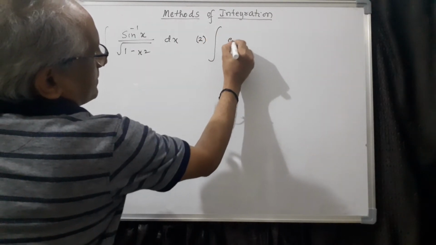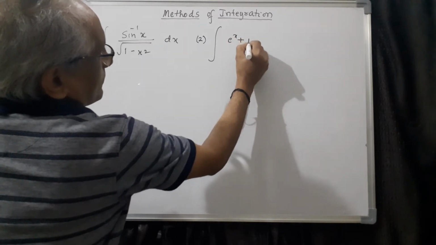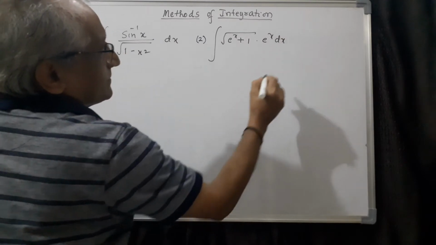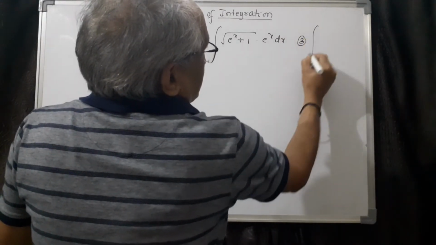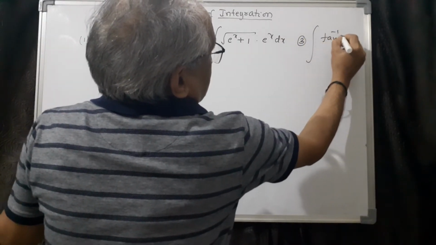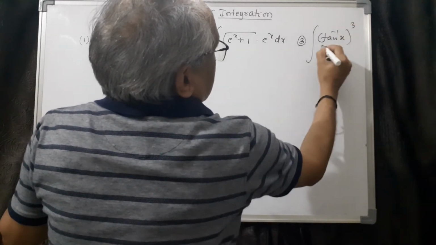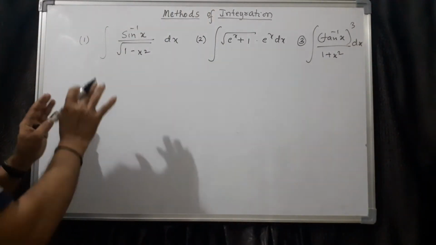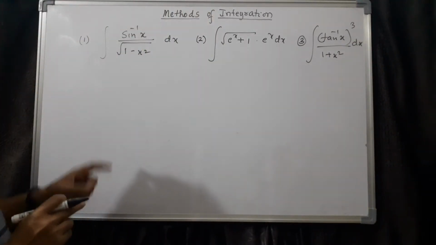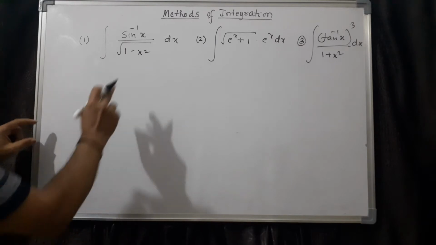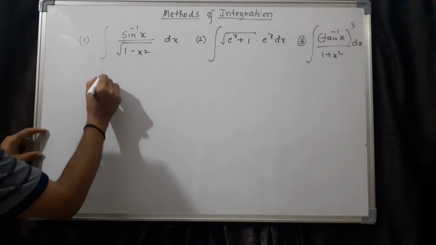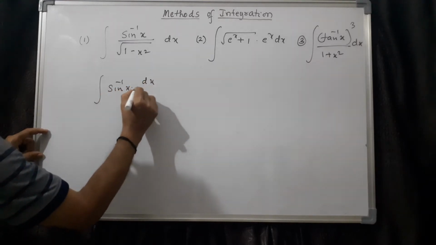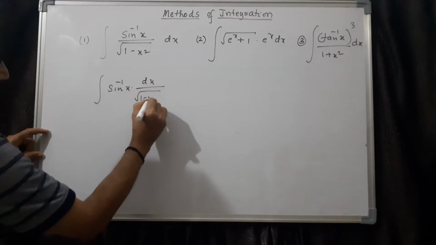Say, second, integration of e^x plus 1, then e^x dx. A third one, integration of tan inverse x cube by 1 plus x square dx. Let us take 3 examples. Here I have to use the substitution method, because if you write the first one as sine inverse x, then dx by square root of 1 minus x square.